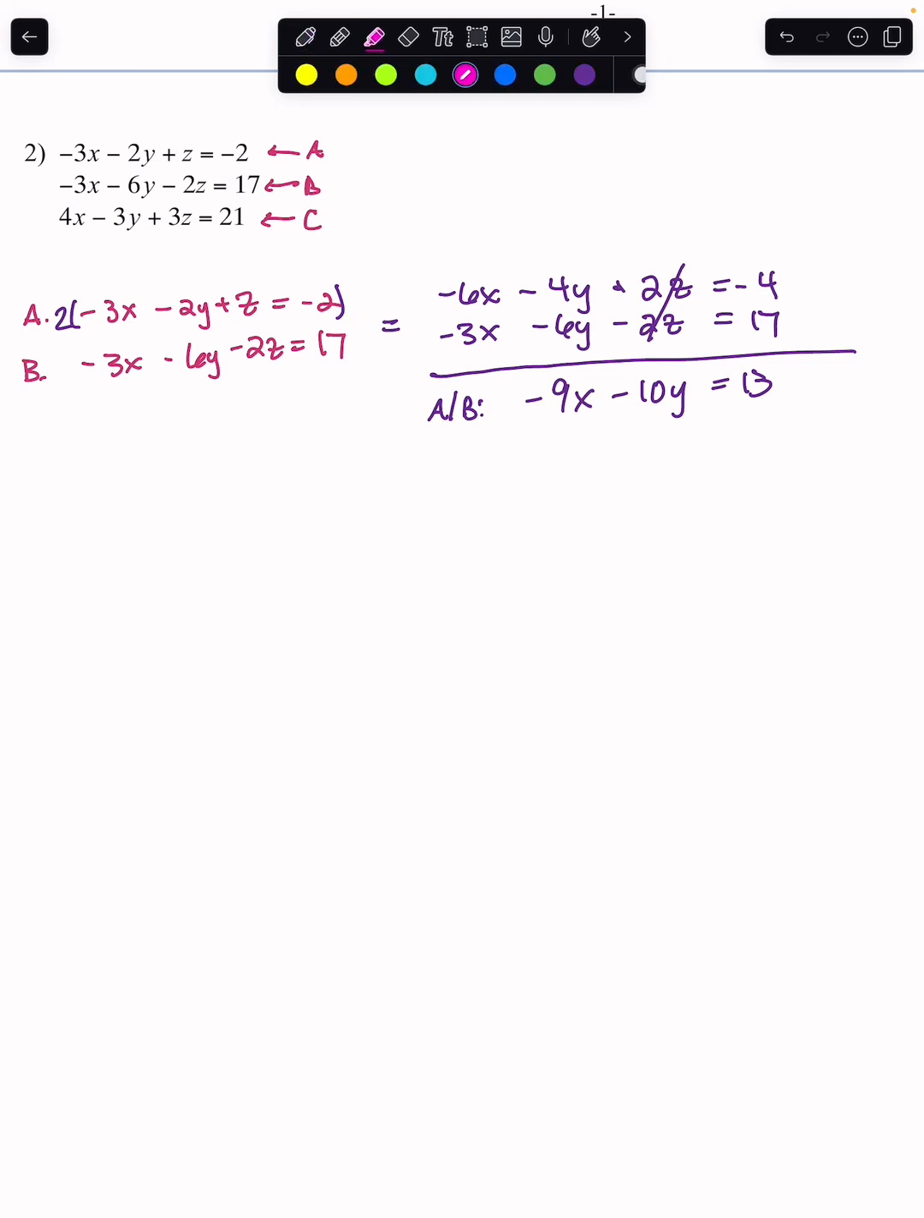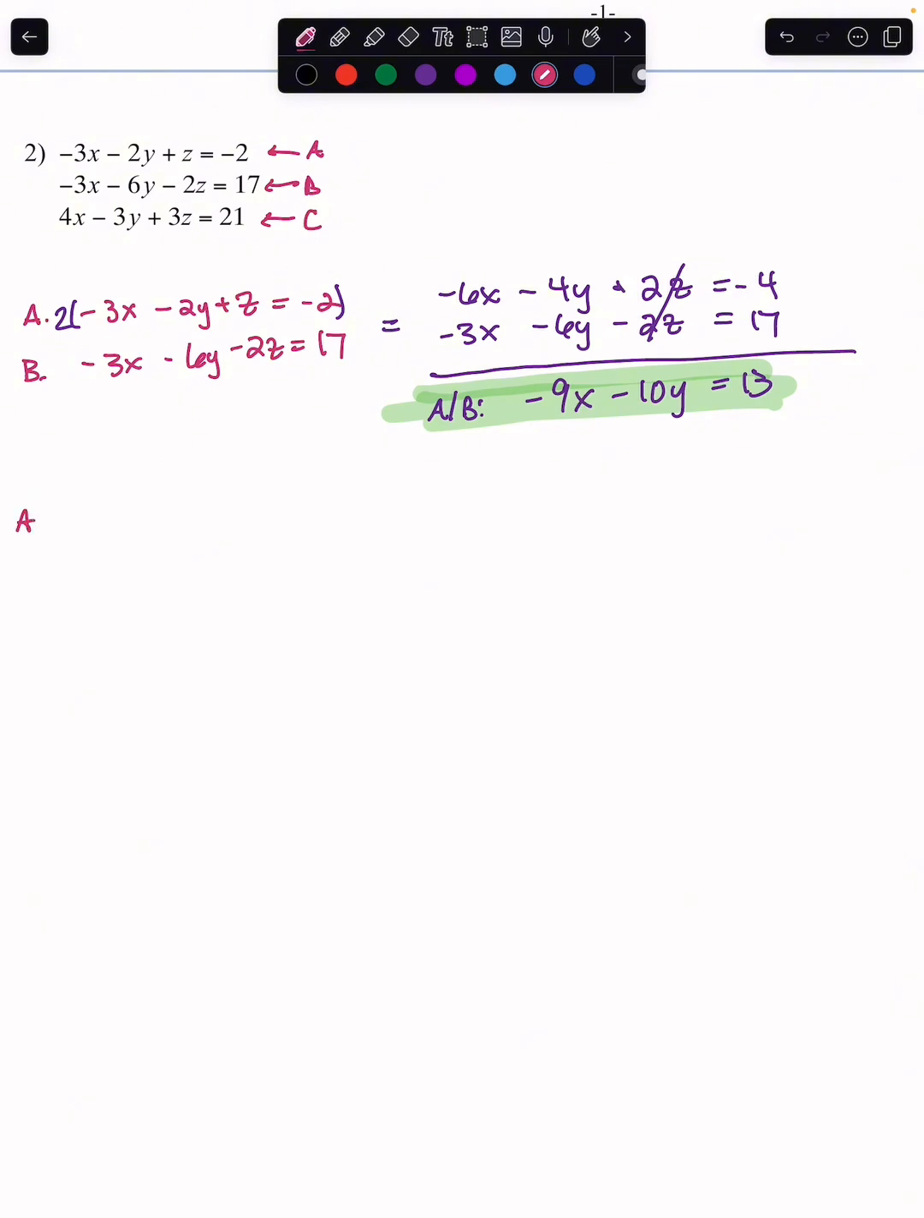There's that. All right, so let's go back. I've already used A and B, so I can't use A and B again. But this time, I'll just use A and C. And the reason I'm using A again is because on the letter z, there's a 1 there that makes my life easier. So A, and we're going to do C this time.